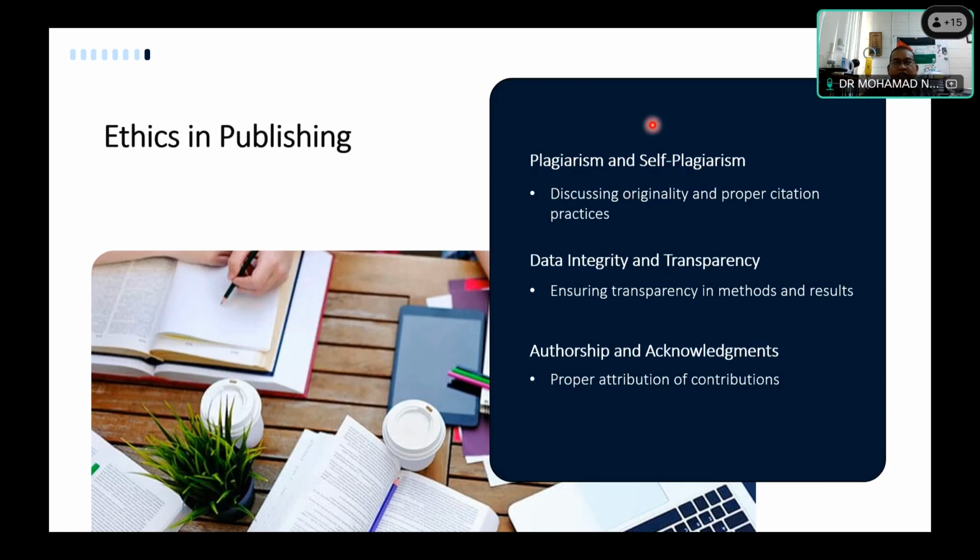Regarding self-plagiarism or self-citations: if our previous article is not related to our current work, please don't do self-citations. It is very unethical. Nobody will act against it because it's not a crime, actually, plagiarism and also self-citations. Okay. Next, about ethics in publications: data integrity and transparency.